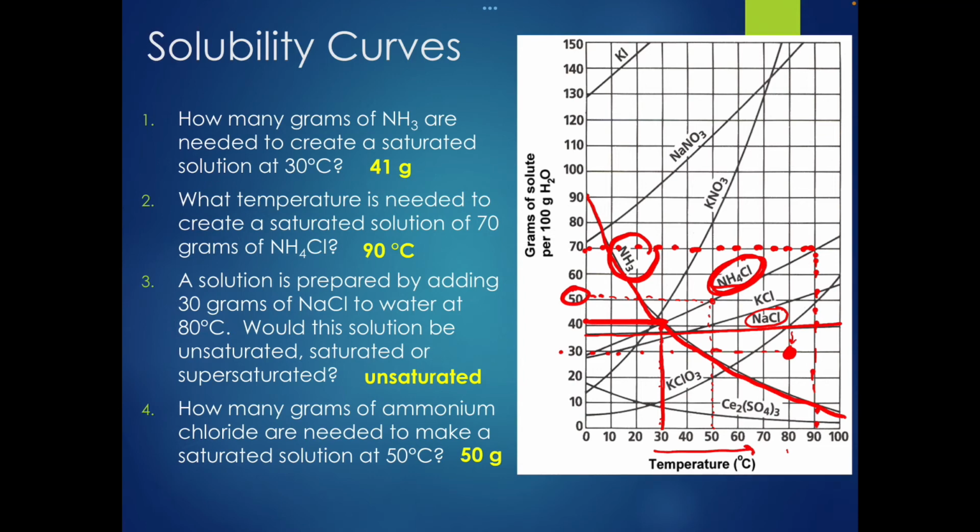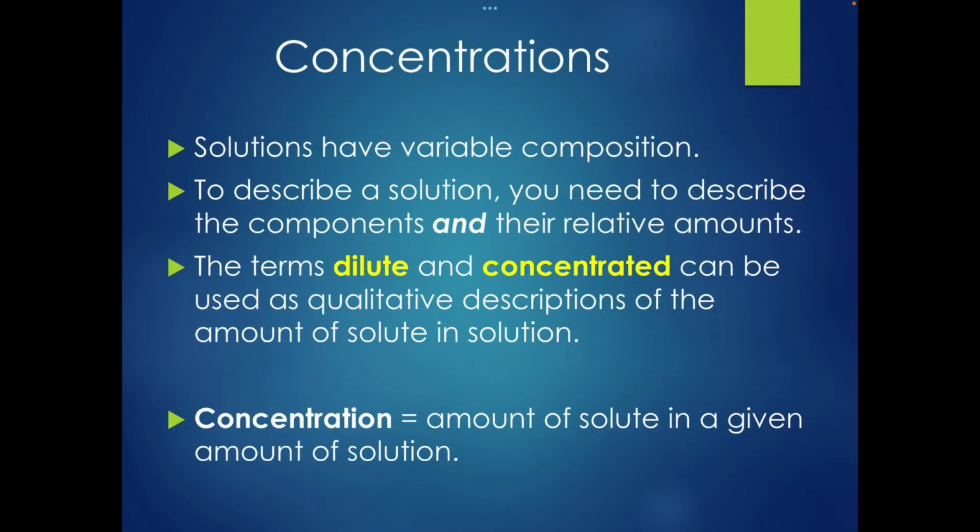Okay, so again, hopefully these are pretty straightforward. Each individual substance has its own solubility curve, and we can use that solubility curve to tell us the maximum amount of that solid that can dissolve at a specific temperature. And then we can use that to figure out, okay, if we know this much dissolved at this temperature, was it unsaturated, saturated, or supersaturated. Pretty handy little curves.